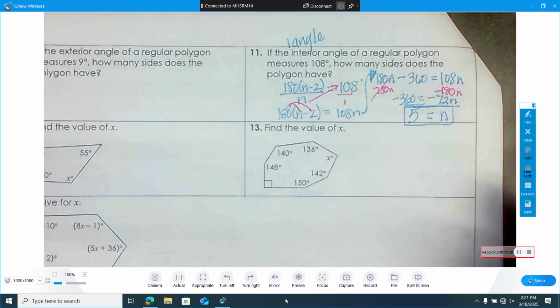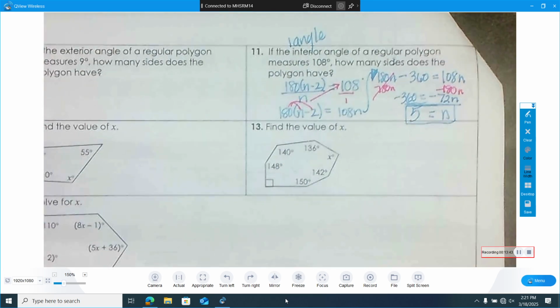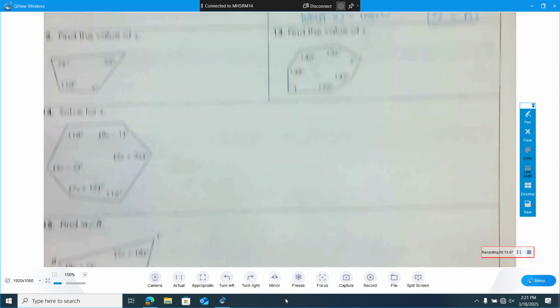All right. I don't know why she has so little space there, but we're going to look at number 14. No, we're not. We're going to look at number 15 next.